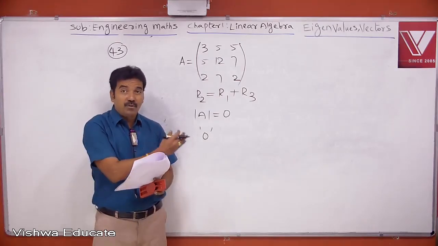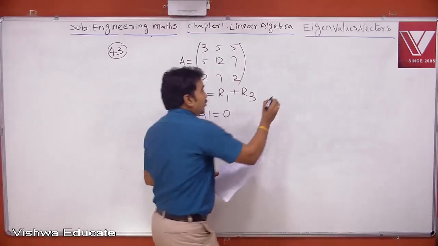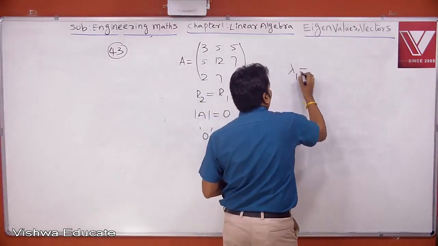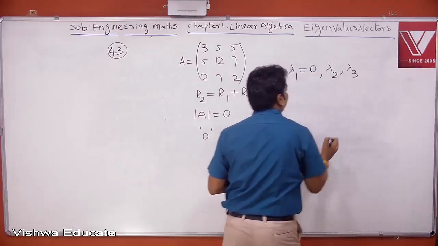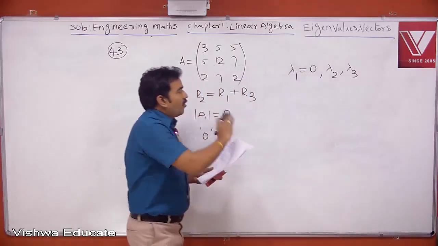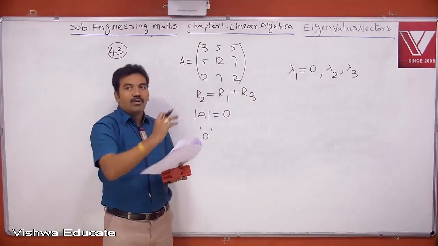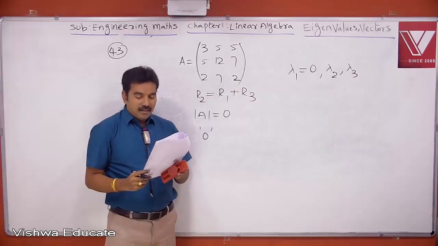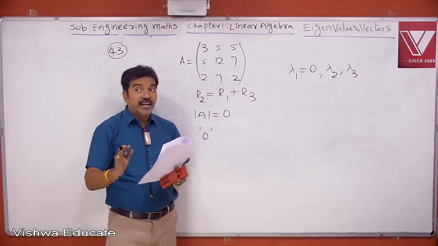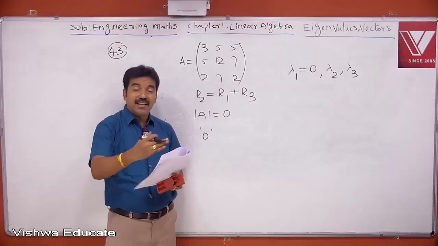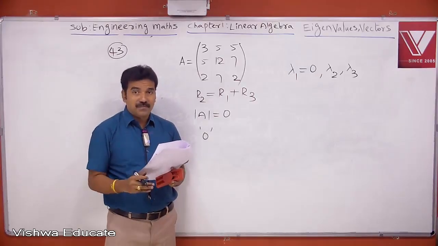Because I should know about the remaining two eigenvalues. Here assume that lambda 1 is 0. One eigenvalue is 0, so I don't know what lambda 2 and lambda 3 are. Now they are asking for the minimum of lambda 1, lambda 2, lambda 3. If you go through the options, there are no negative numbers. The numbers less than 0 are negative numbers.